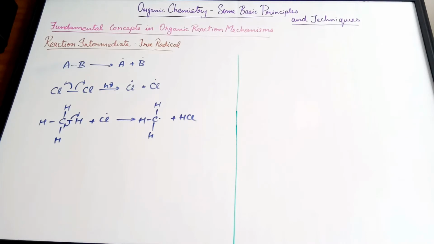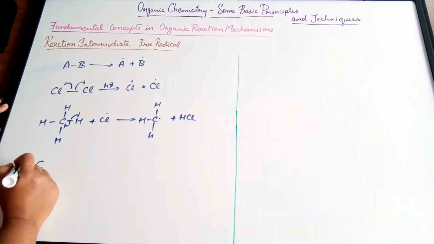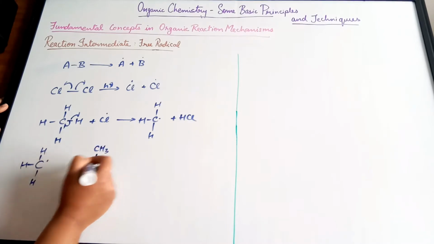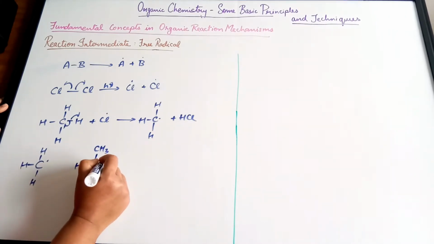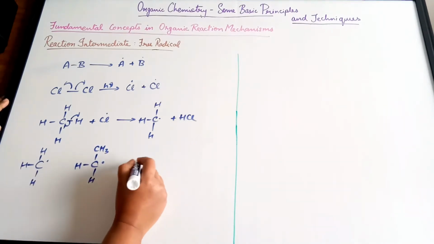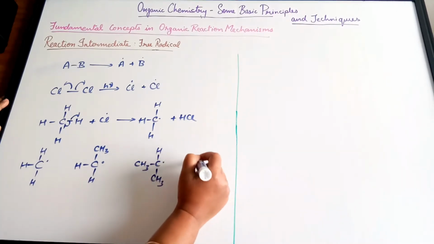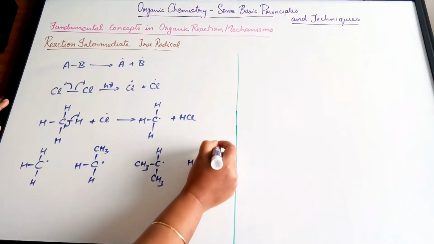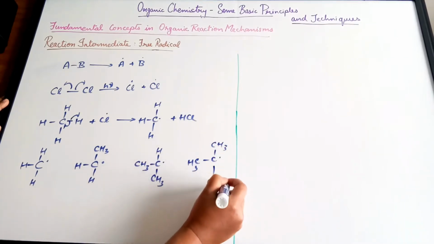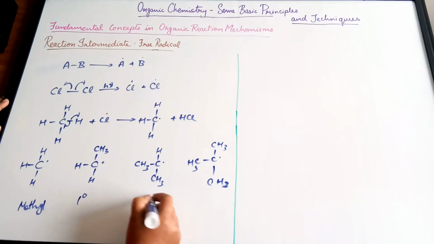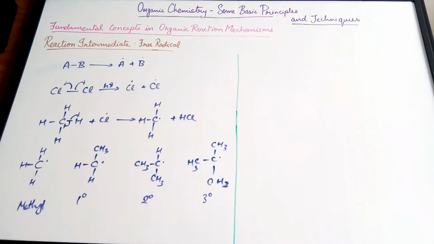Now, similar to carbanions and carbocations, we have classification of free radicals as primary, secondary, and tertiary. This is going to be the methyl free radical, where only hydrogen atoms are attached to it. In case of primary, you have one CH3 group attached. This is basically an ethyl. Next you have an isopropyl, and then you have the tertiary butyl free radical. So this is methyl, primary, secondary, and tertiary.